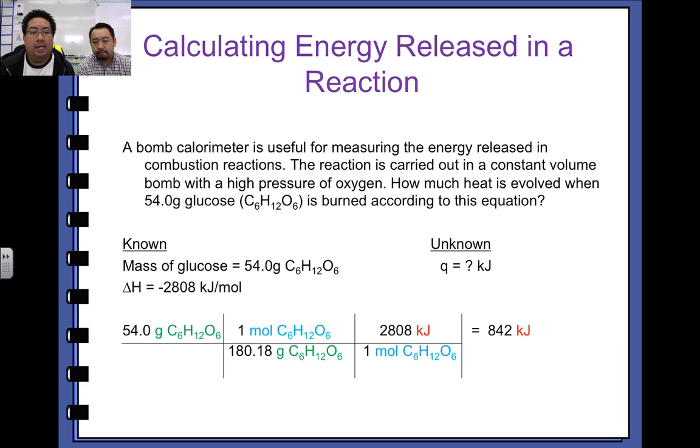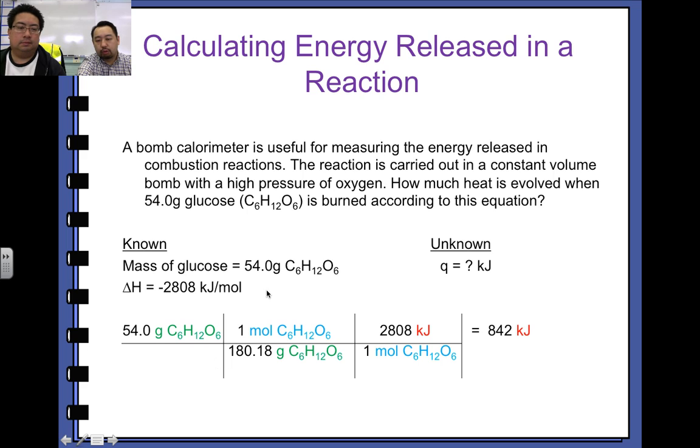Calculating energy released in a reaction like this. So let's say we have a problem like this, a bomb calorimeter. We're measuring how much energy we would expect if we burn 54 grams of glucose. Well, we have our heat of combustion. We have how much glucose is present in the calorimeter. And basically, we can use those two values together in order to figure out the energy release. So the delta H of this exothermic reaction is given in the problem. It's not written in the problem itself. It's just part of the knowns. You would look this up on a chart or table.